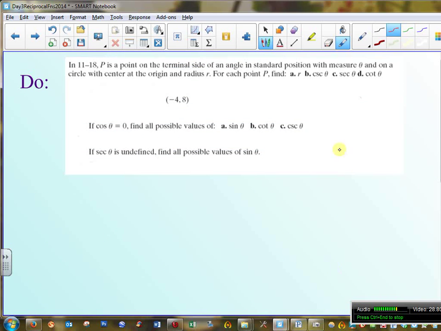In this section, we have a circle, but it's not a unit circle, it's a radius r. So the only difference from the last set of problems to this set of problems is that now we're going to have to calculate what that radius is. As a matter of fact, it'll ask you to find r first. So we've got a point -4, 8.